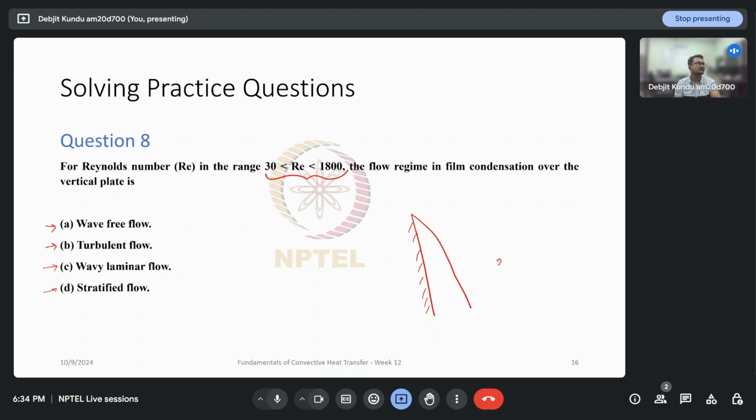Given that the Reynolds number, and I should mention here that if this is X, then this Reynolds number is with respect to X. In this regime, what happens to the flow? Is it wave-free flow? Is it turbulent flow? Is it wavy laminar flow? Or is it stratified flow?